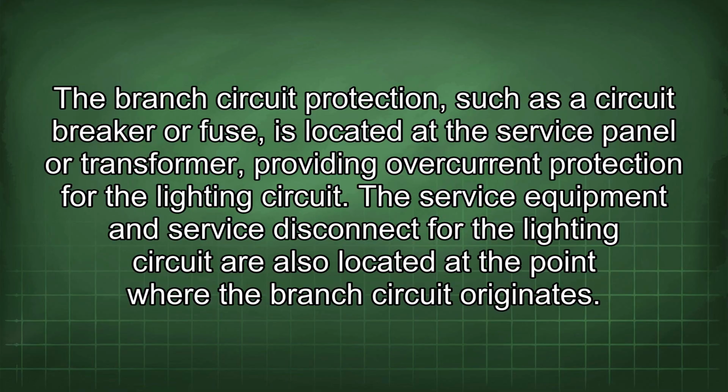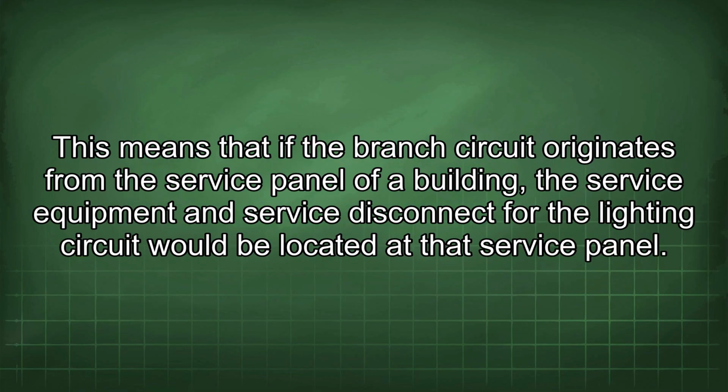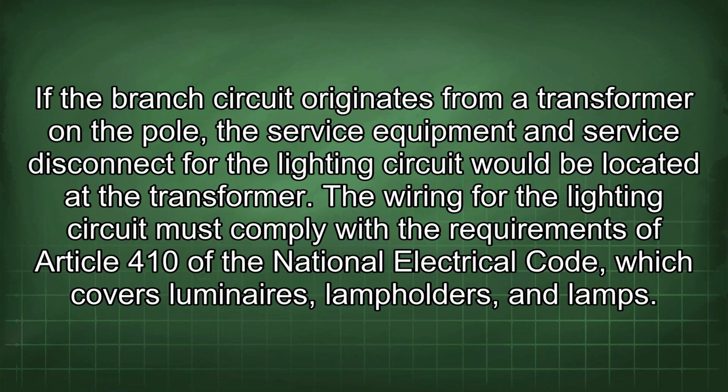The service equipment and service disconnect for the lighting circuit are also located at the point where the branch circuit originates. This means that if the branch circuit originates from the service panel of a building, the service equipment and service disconnect for the lighting circuit would be located at the service panel. If the branch circuit originates from a transformer on the pole, the service equipment and service disconnect for the lighting circuit would be located at the transformer. The wiring for the lighting circuit must comply with the requirements of Article 410 of the National Electrical Code, which covers luminaires, lamp holders, and lamps.